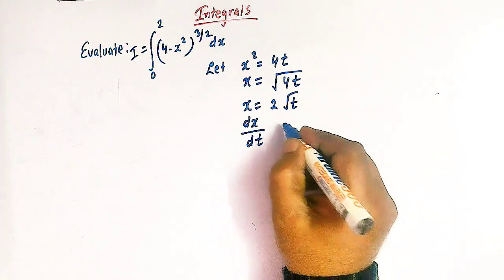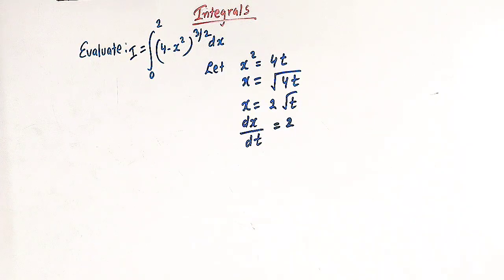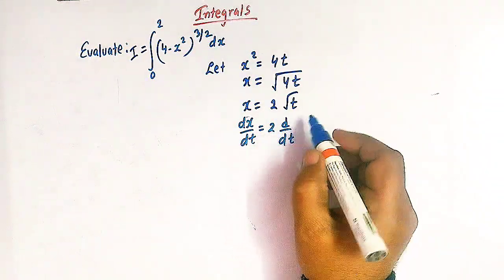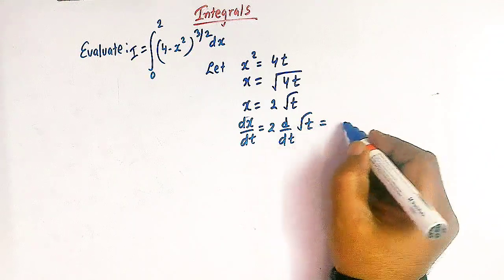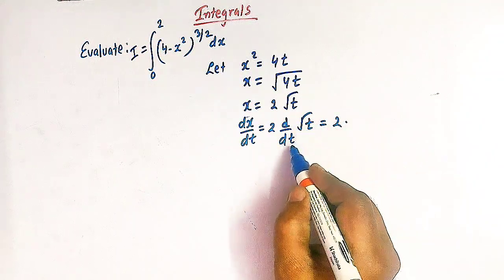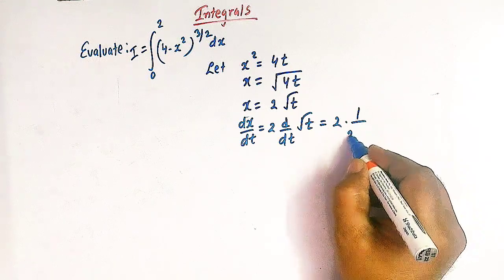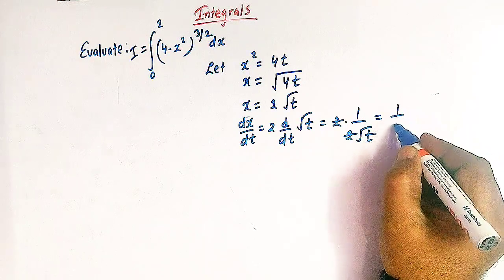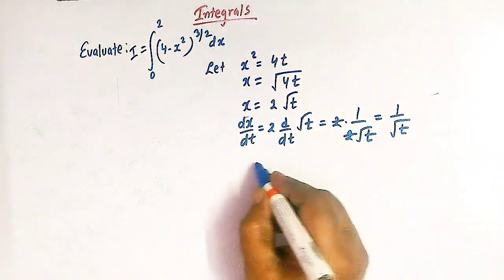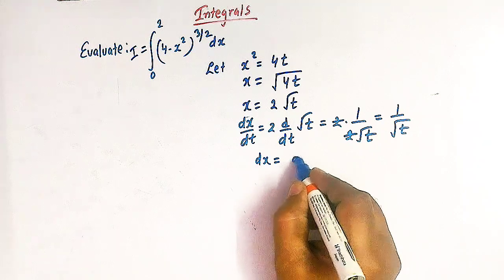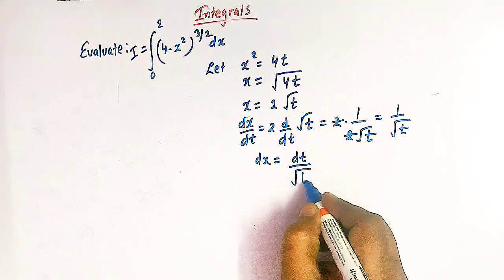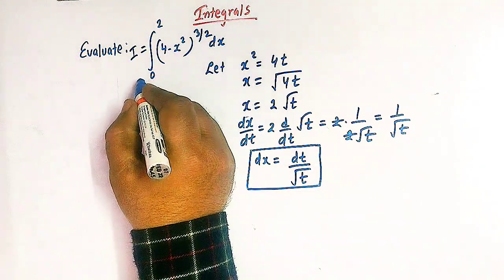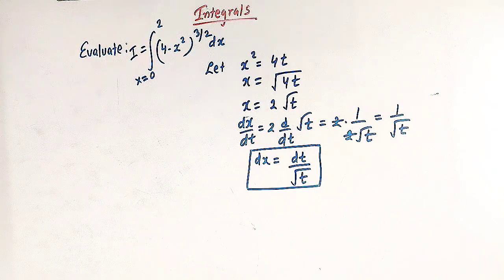So dx over dt is equal to 2 times the derivative of square root of t. The derivative of square root of t with respect to t is 1 over 2 times square root of t. 2 and 2 get cancelled, and we have 1 over square root of t. So now dx can be written as dt over square root of t, and let us change the limits accordingly. Here x varies from 0 to 2.